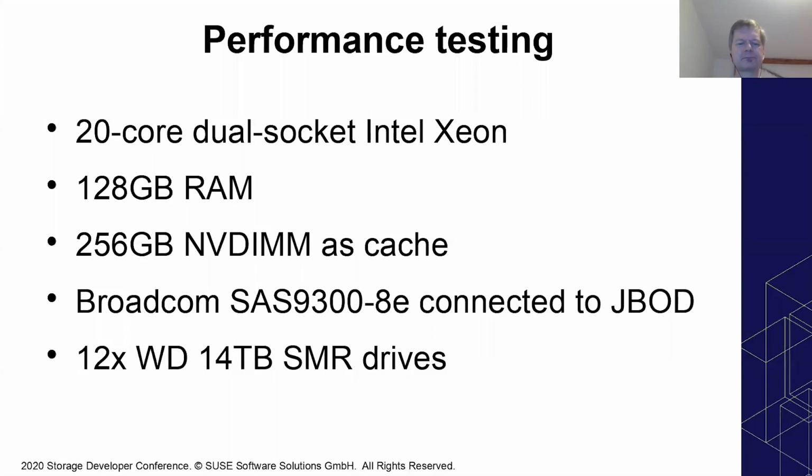in our server room. And I used a 20-core dual socket Intel Xeon with 128 gigs of RAM and 256 gig NVDIMM as a cache. I used the Broadcom SAS 9300 as a SAS HBA, which is connected to a JBOD via a 6 gig SAS backend. Into this, I put 12 Western Digital 40 terabyte SMR drives to serve as a test bed for this presentation.